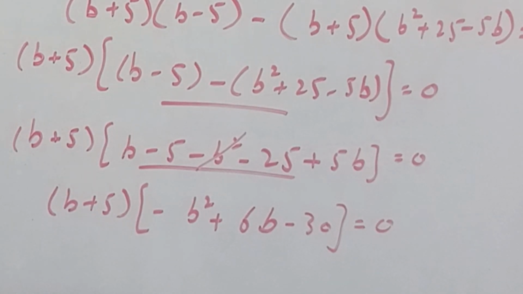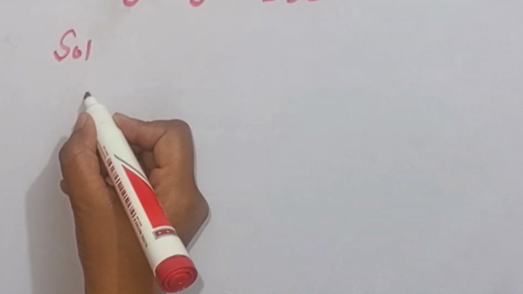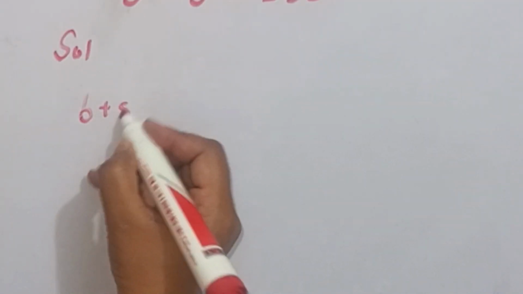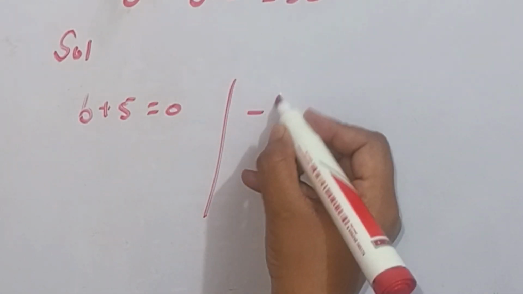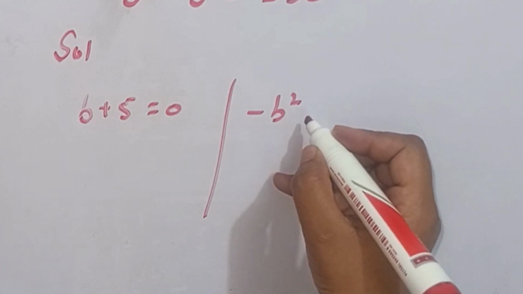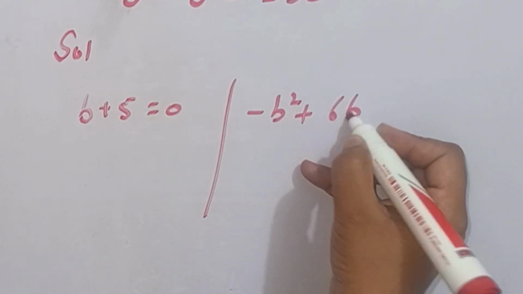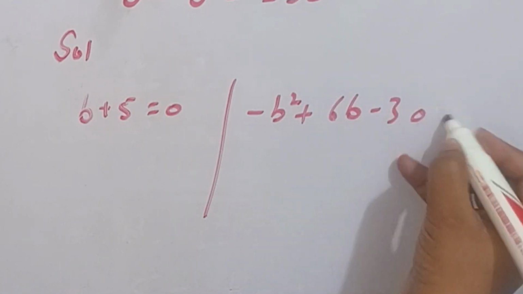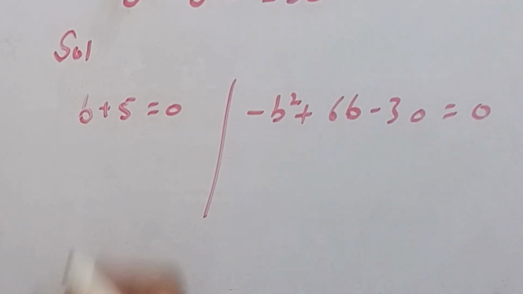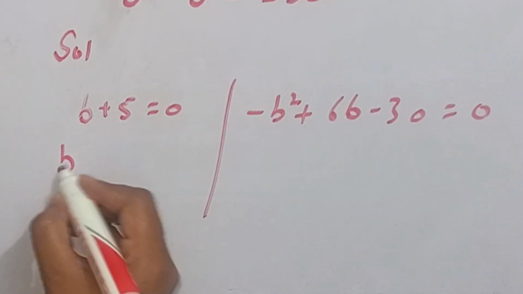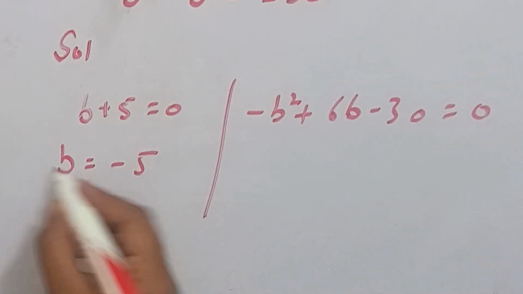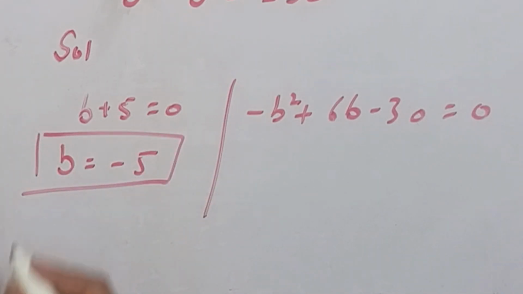Now in the next step here we use the 0 property, which implies b plus 5 is equal to 0, or negative b square plus 6 times b minus 30 is equal to 0. Now look at this, subtract 5 on both sides, then we get b is equal to negative 5. This is the one answer, which is negative 5.